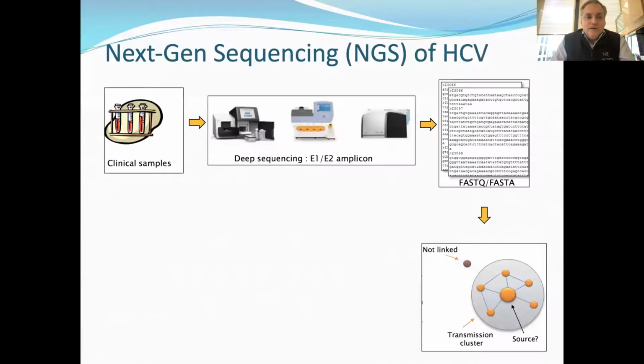Now, with respect to the work that we've been doing with Hep C, the basic approach is that clinical samples are collected. In this case, they're collected locally. They're actually processed locally. They're then sent to our lab here in Boston, where we amplify a small region of envelope and then deep sequence that particular region.